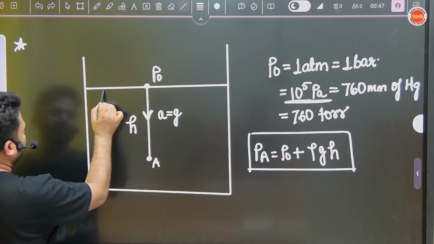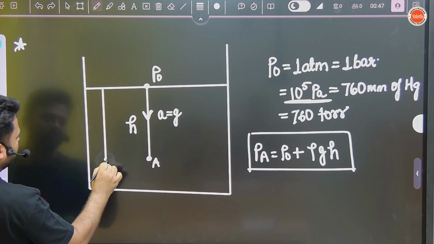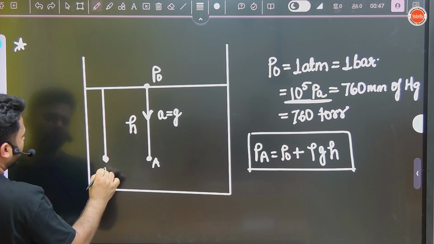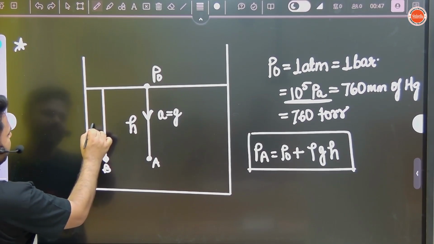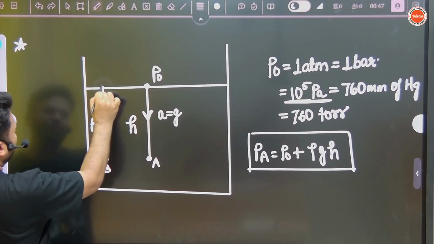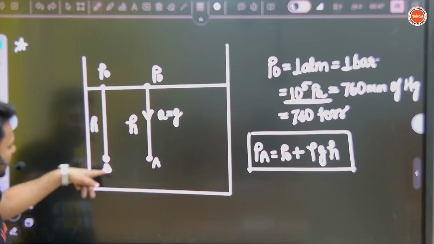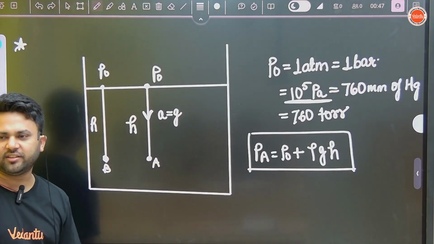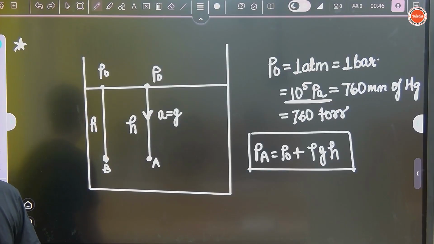Achha, if I go to the same height but a different point B, same height. Here also pressure how much? P naught. This point is exposed to atmosphere. So same pressure at B will be P naught plus rho g h. Means pressure at point A and pressure at point B will be the same.